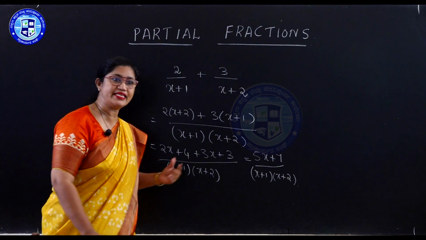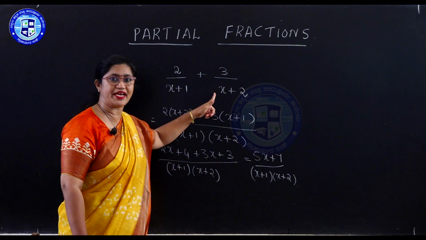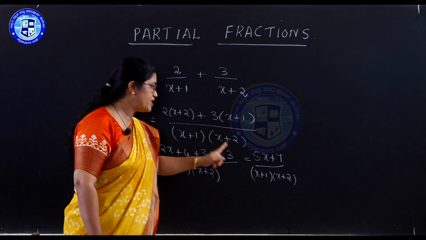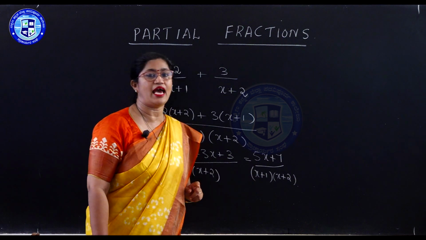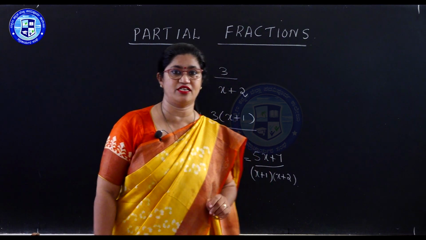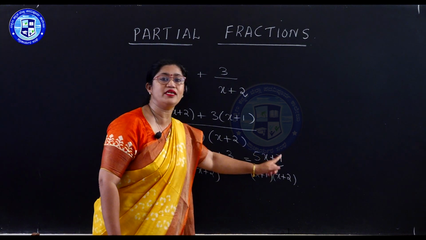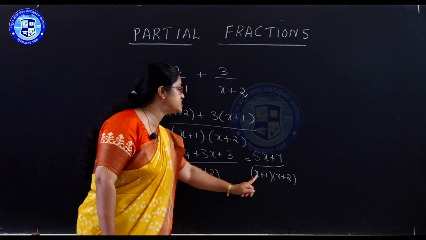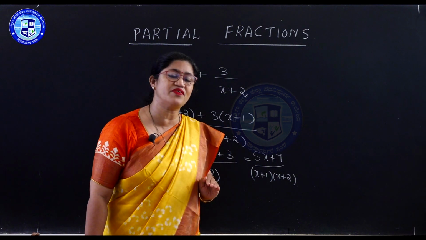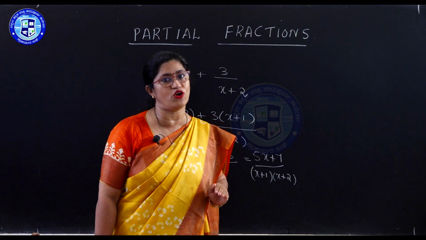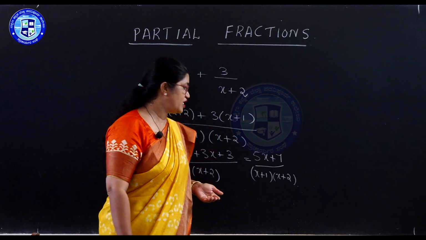Now look at the answer that I have got. I took two simple fractions, added them and I got this term. This term is called a rational function or a rational fraction. There is one polynomial in the numerator and another polynomial in the denominator. One polynomial divided by another polynomial is called a rational function or a rational fraction.